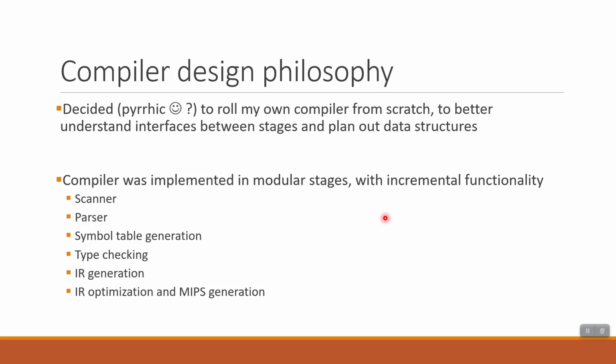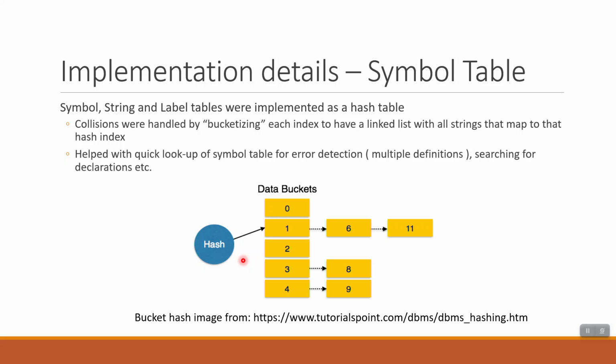All right. For this course, I decided to roll my own compiler from scratch, to understand the interfaces between the stages and plan out the structures better. I would say that that was an educational, if not difficult, undertaking. As with the philosophy of the compiler in this course, I've implemented it in modular stages with the scanner, parser, symbol table generation, type checking, IR generation, and optimization plus MIPS generation. All of these are modular with some dependencies, but strictly in the forward direction.